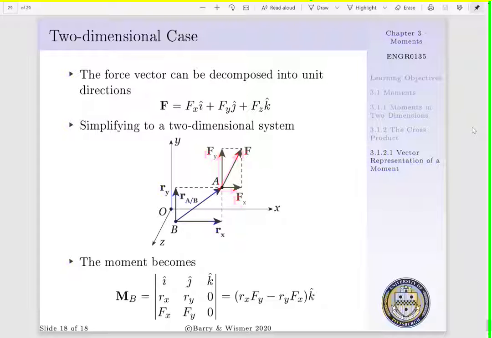Our I hat and J hat contributions to our moment will be equal to 0, and the remaining contribution is only going to be in our K hat direction, where our magnitude would be Rx times Fy minus Ry times Fx.